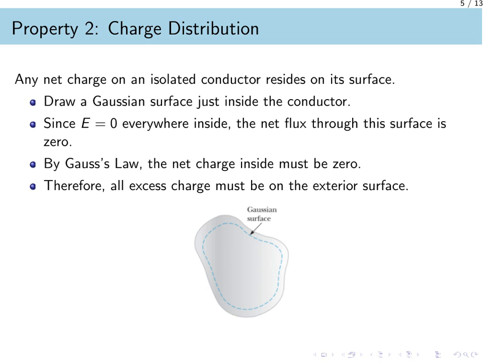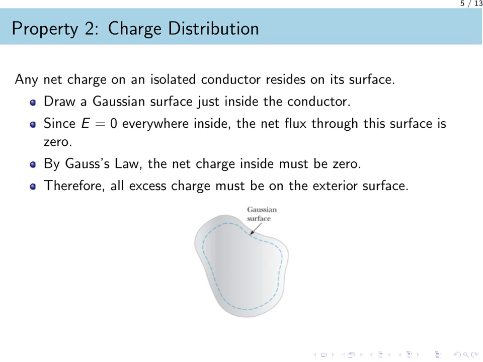The second property states that any net charge on an isolated conductor resides entirely on its surface. We can prove this using Gauss's law. Imagine drawing a Gaussian surface just inside the outer boundary of the conductor. Because the conductor is in equilibrium, we know the electric field is exactly zero everywhere inside. Therefore, the net electric flux passing through our imaginary surface must also be zero.